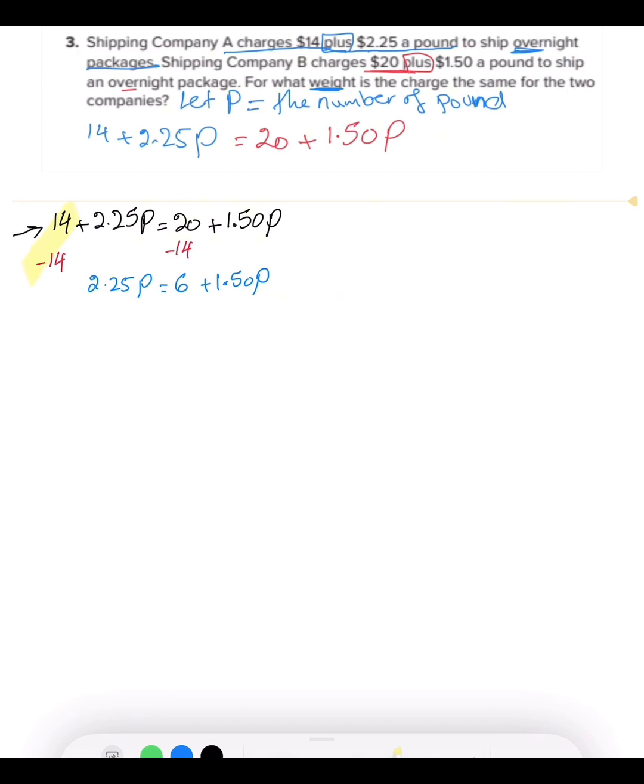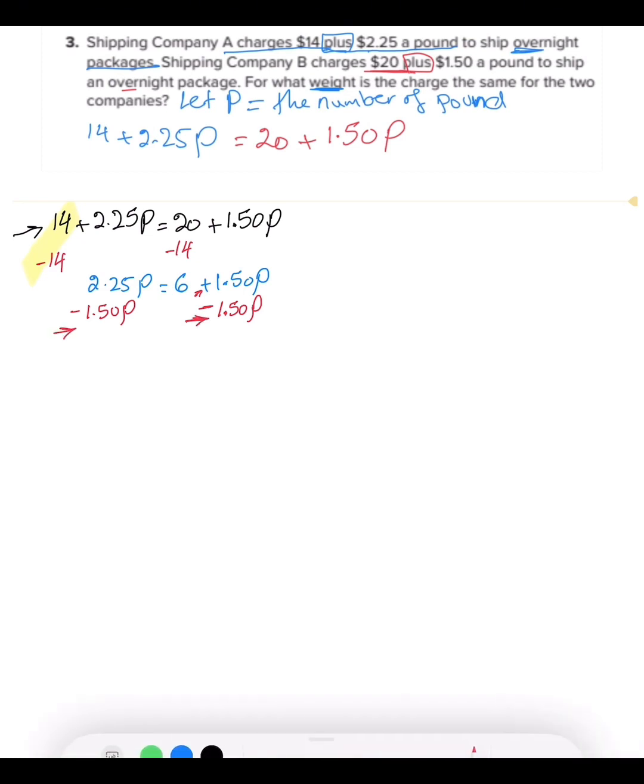Okay, let's move. So here, as we said, 2.25p equal 6 plus 1.50p. So I want to put one side for the variable and one side for the number. This variable is not in the proper position, so we must move it to the other side. To move it, put the opposite sign. This is positive, I will put negative. Negative 1.50p, don't forget the p, minus 1.50p, same as here, put minus, here put minus.